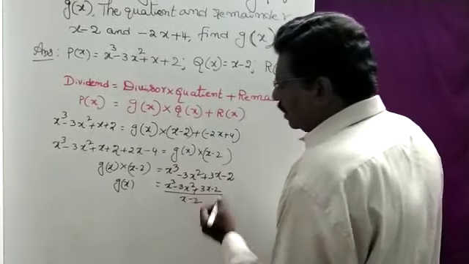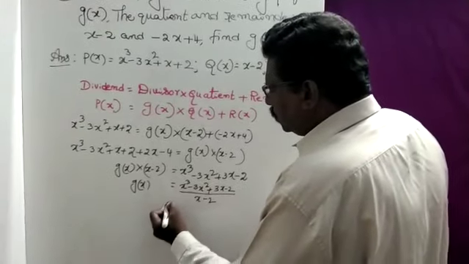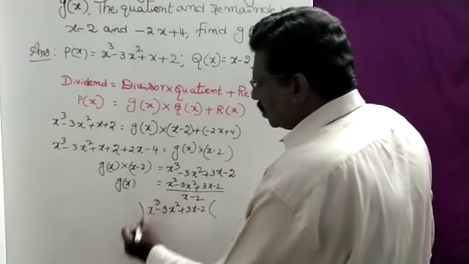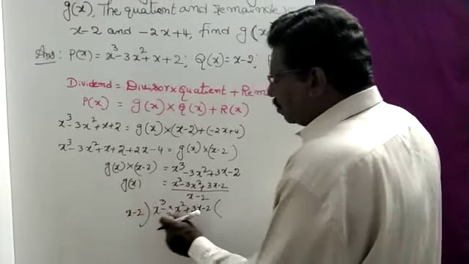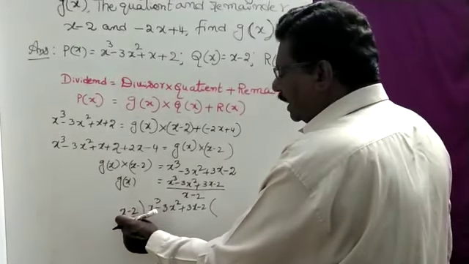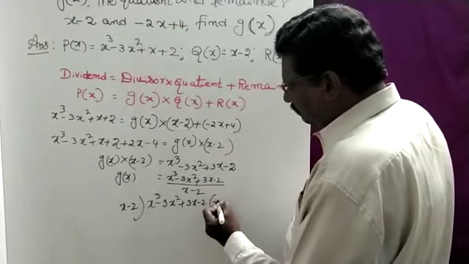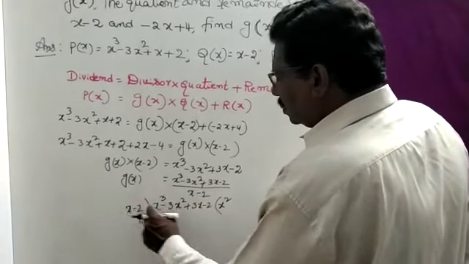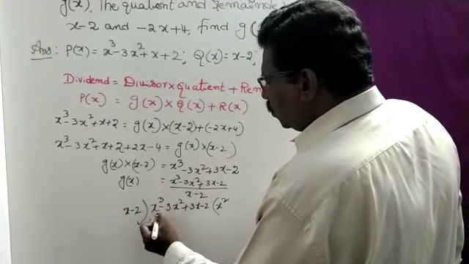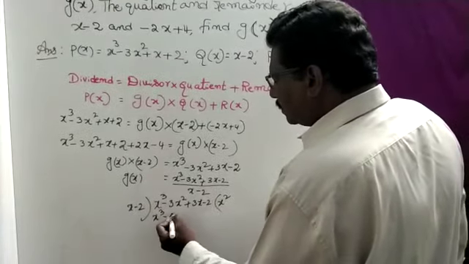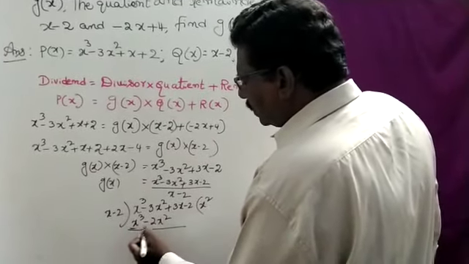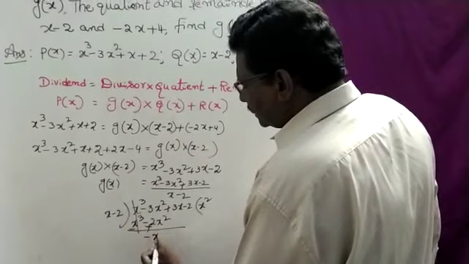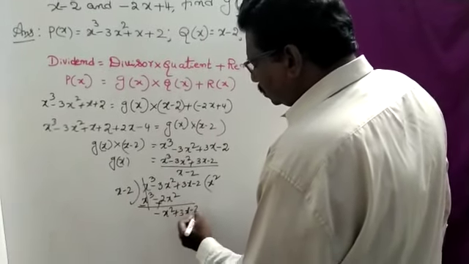Already you know how to divide. So you write x cube minus 3x square plus 3x minus 2, put in bracket. So x minus 2, what is the value here? X cube, we have to multiply with x, x square. So x square into x, x cube minus 2x square. Subtraction, the symbol will change. Minus 3 plus 2, minus x square, 3x minus 2 remaining.